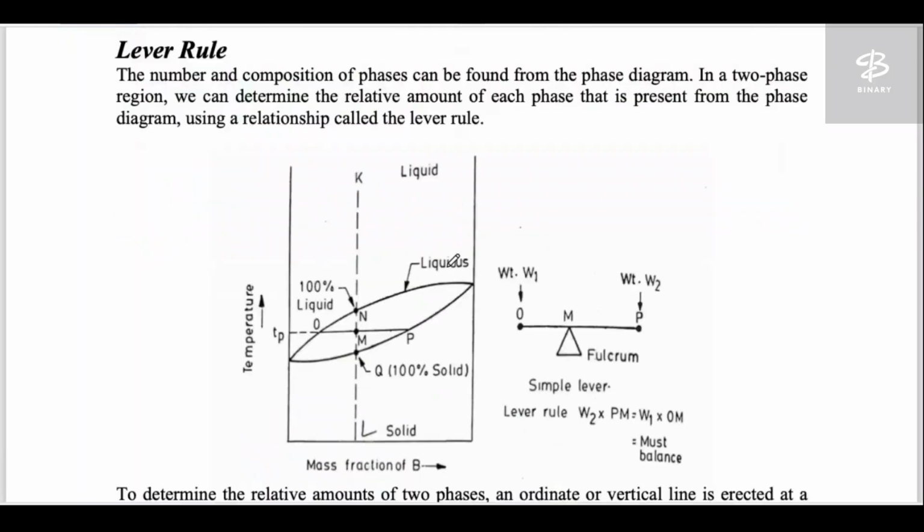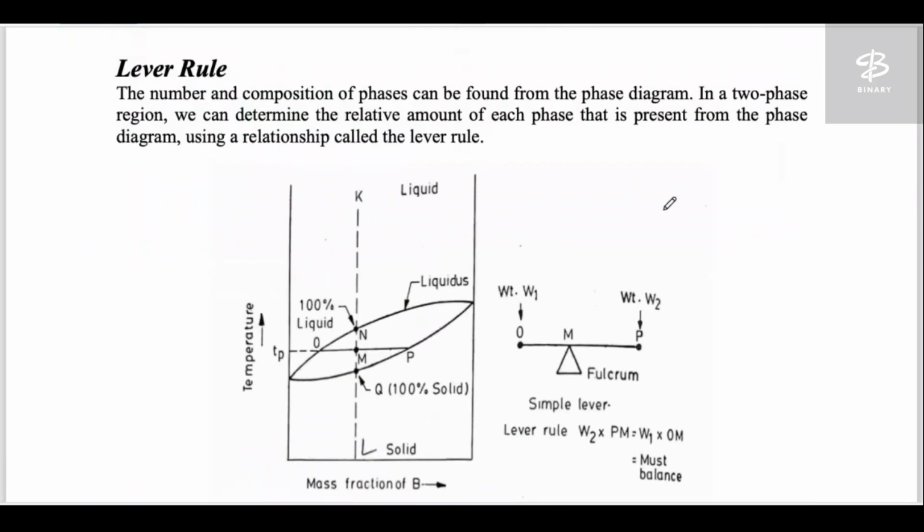Lever rule. What is the lever rule? Okay, so for defining the phase system, we need to know the lever rule. What is the lever rule? The lever rule is basically that the number and composition of the phases can be found from the phase diagrams. So the number and composition of the phases, how many compositions there are and how many phases there are, is defined with the help of the lever rule.